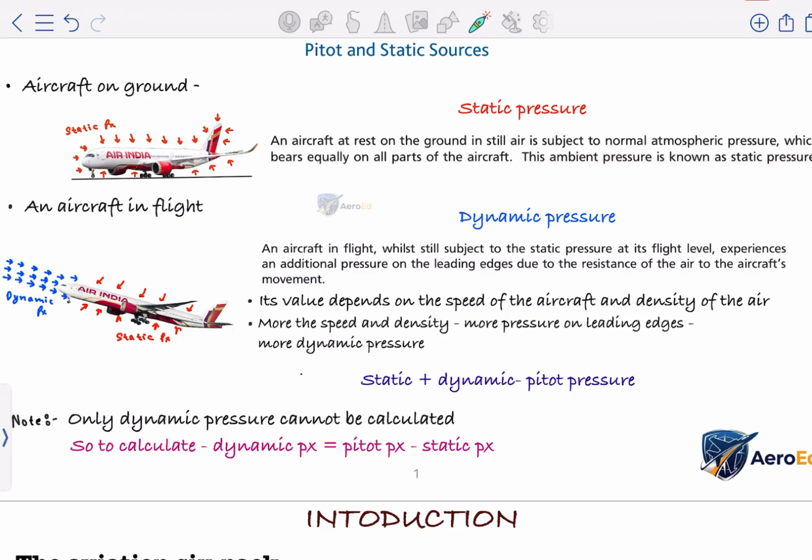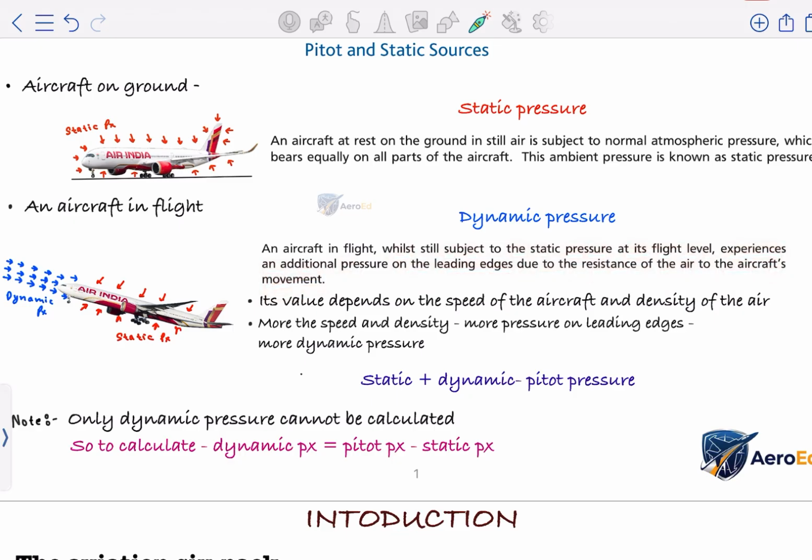Alright, now we're going to study dynamic pressure. So let's read this again. An aircraft in flight, while still subject to the static pressure at its flight level, experiences an additional pressure on the leading edges due to the resistance of the air to the aircraft's movement.